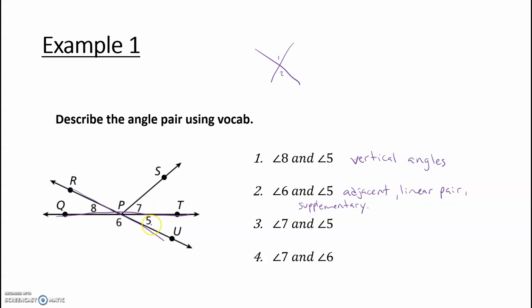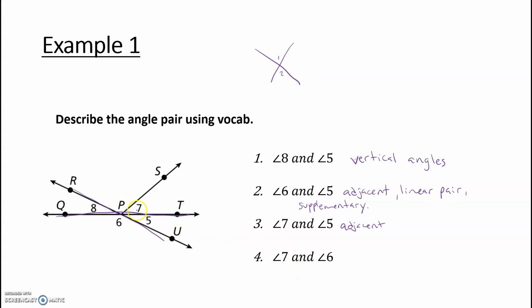7 and 5, it looks like 7 and 5 are right next door to each other, so they're adjacent. And that's it. We don't know that they form a line. We don't know what they add up to, so we can't say complementary or supplementary. And that's all we got.